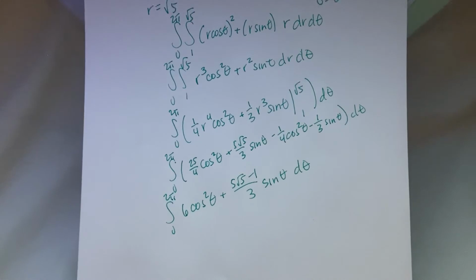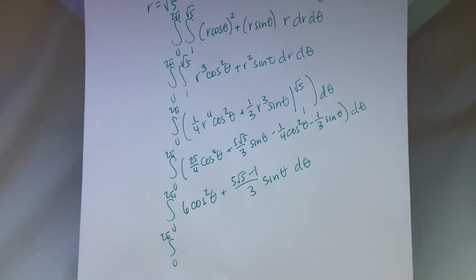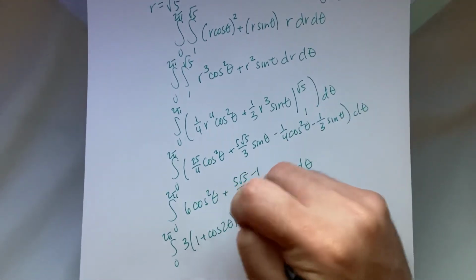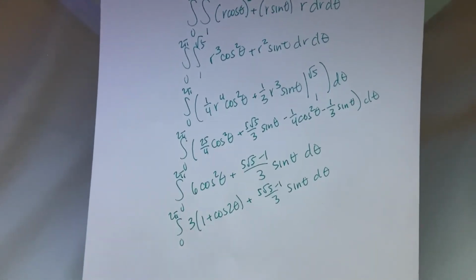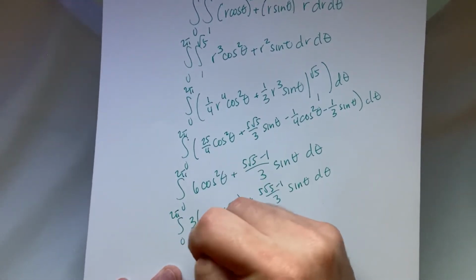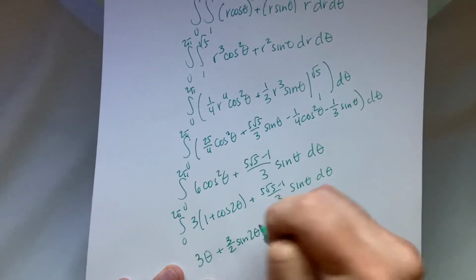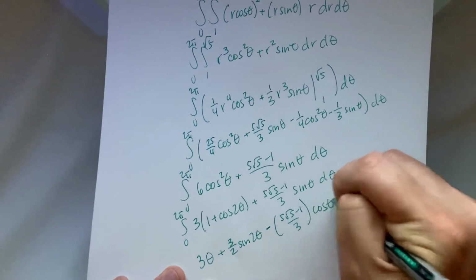Now we can finally integrate with respect to theta. For cosine squared theta, I need to down convert the power. Cosine squared theta is (1 plus cosine 2 theta) over 2. So this becomes 3 times (1 plus cosine 2 theta) plus (5 square root of 5 minus 1) over 3 sine theta, so that I can integrate. When I integrate that, this becomes 3 theta plus the integral of 3 cosine 2 theta, which is 3 halves sine 2 theta. This becomes minus (5 root 5 minus 1) over 3 cosine theta, all evaluated from 0 to 2 pi.